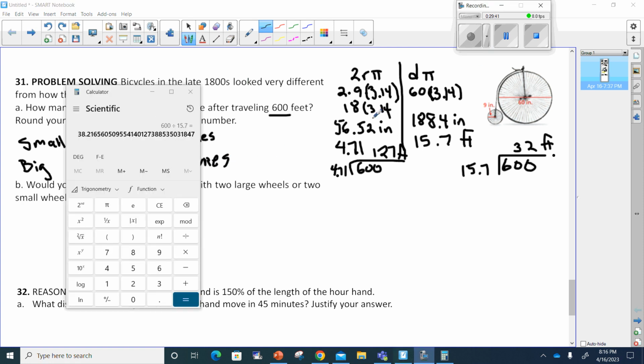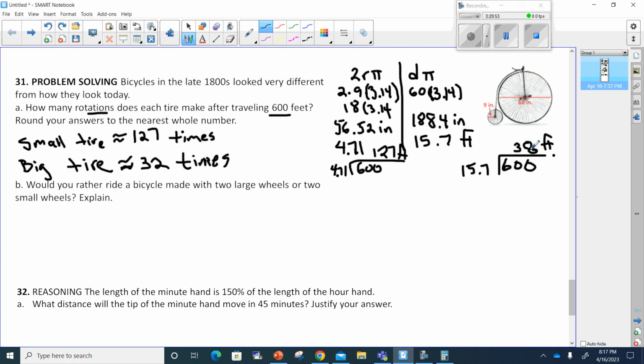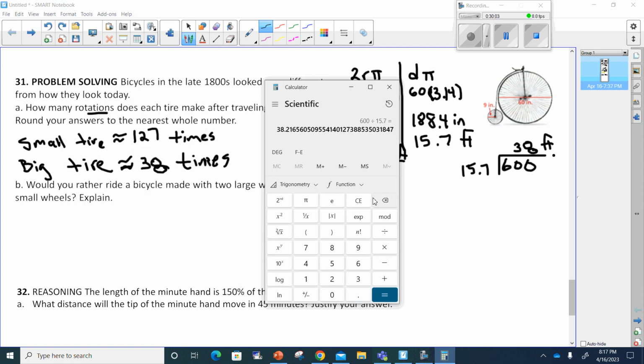And I have to apologize. I went to double check my math, and I saw that 600 divided by 15.7 is actually about 38. I don't know where I got 32 from. I thought that was a weird amount, and I'm glad I double checked it. So that's going to be 38 times, not 32. Let's just triple check it just to make sure I don't slip up anymore. 600 divided by 15.7. Yep, okay, 38.2. I was probably looking at that too, getting the wrong thing.